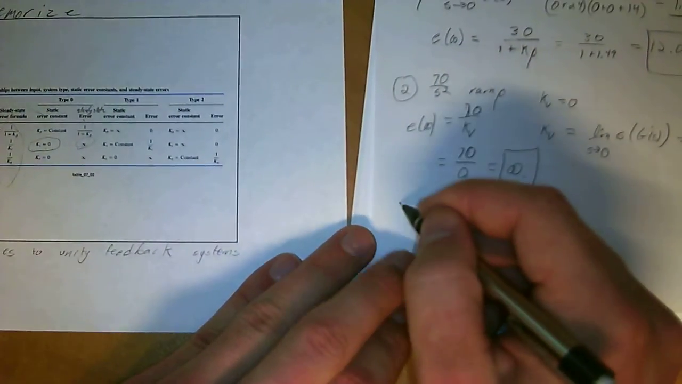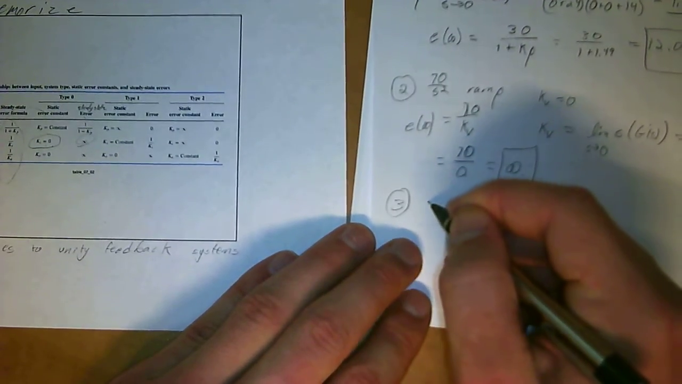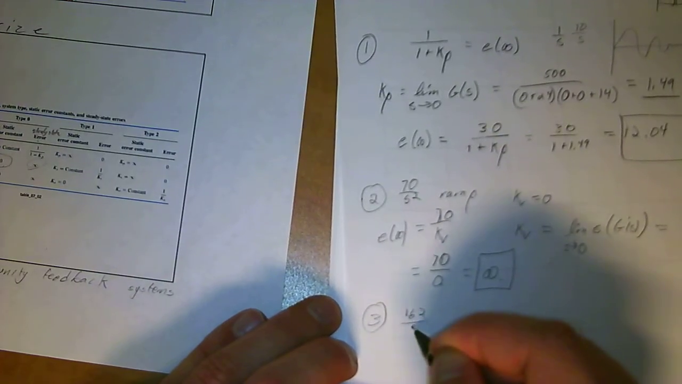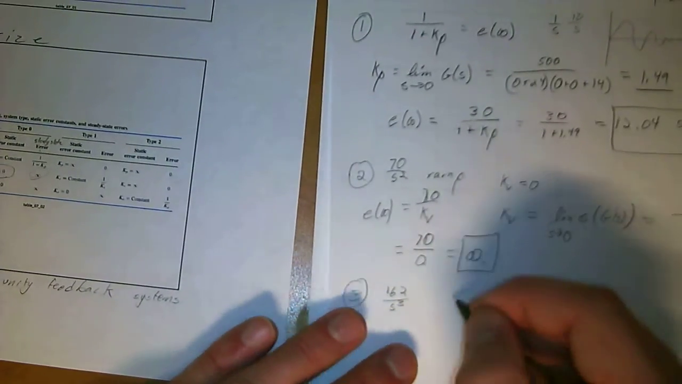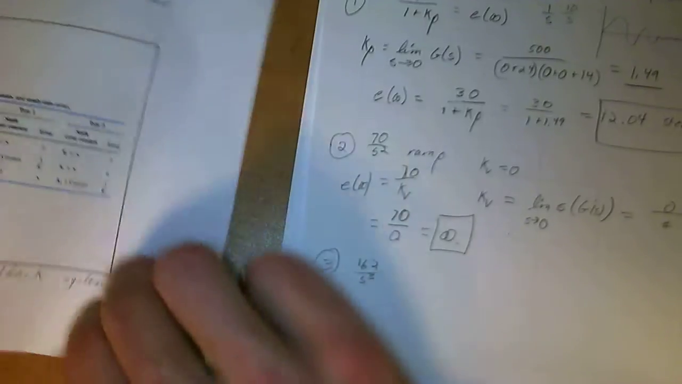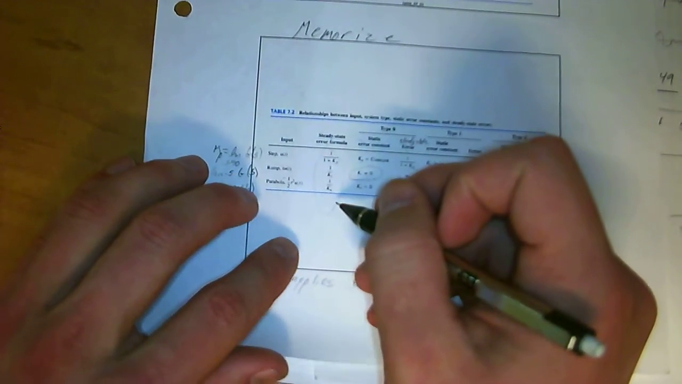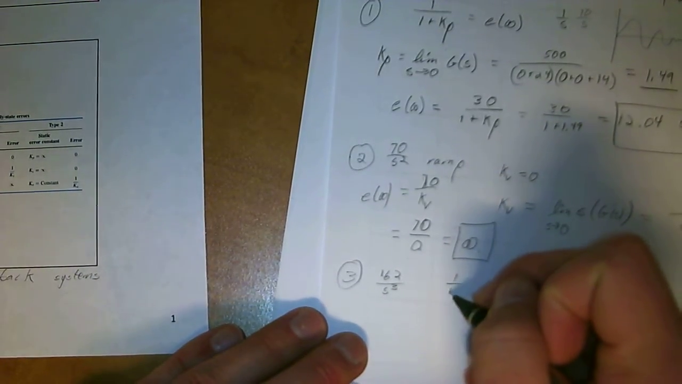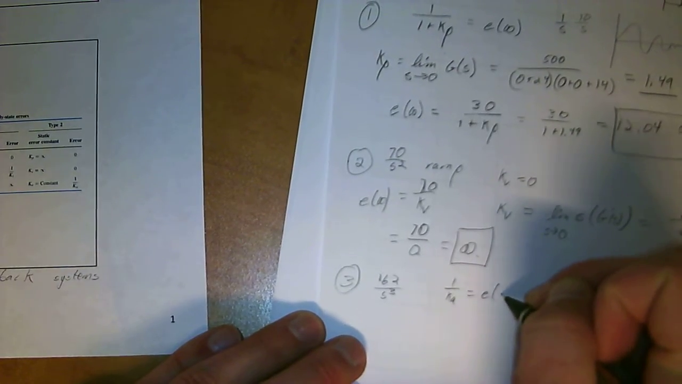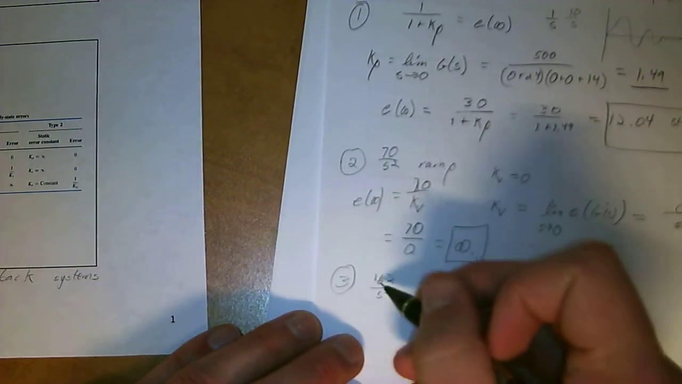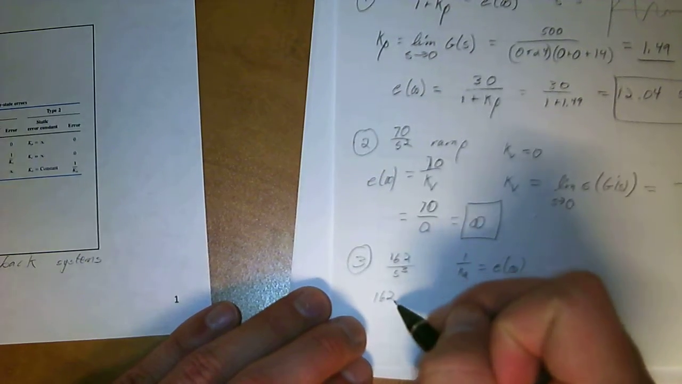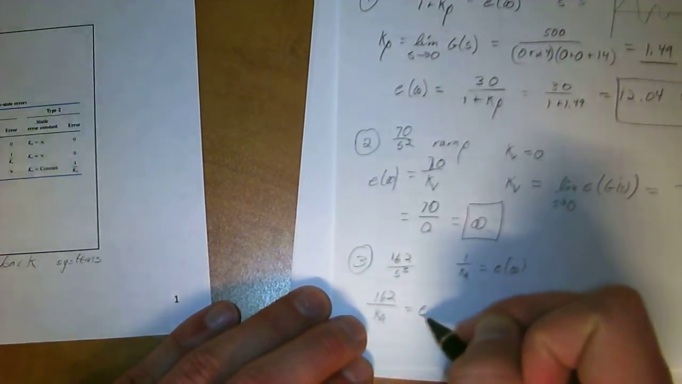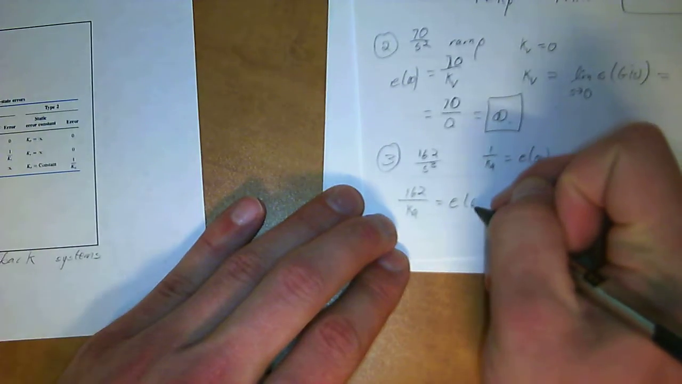So I'm going to do one more example here. The third input, which is the 81t squared up here, which is 162 over s cubed. From the table, you have to memorize these formulas or you have the table available to you. So 1 over Ka is the formula for the steady state error. So 1 over Ka is equal to E of infinity. But in this case we have 162, so 162 over Ka is equal to E of infinity.